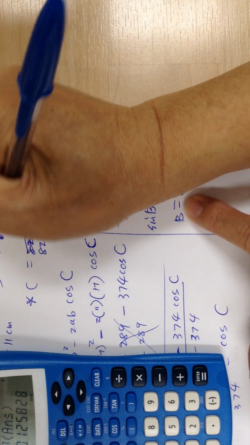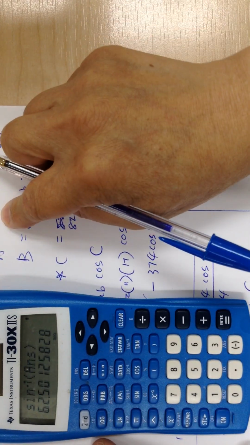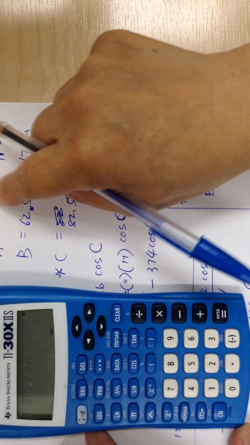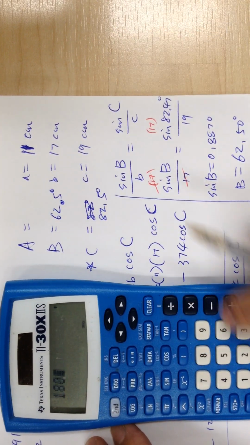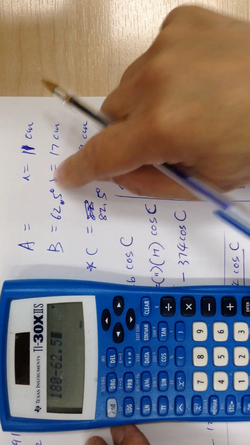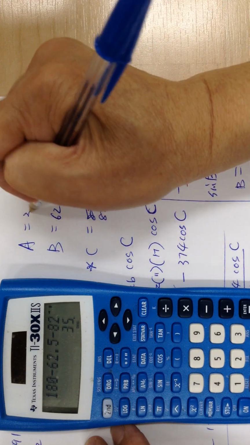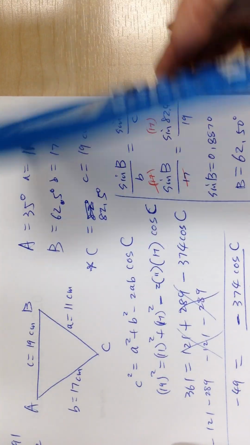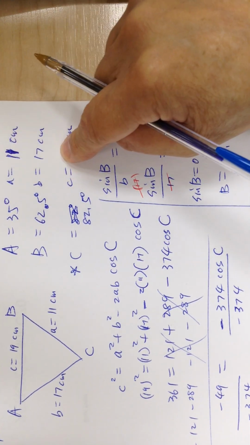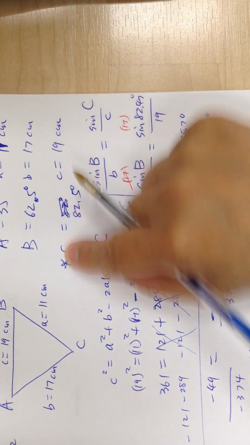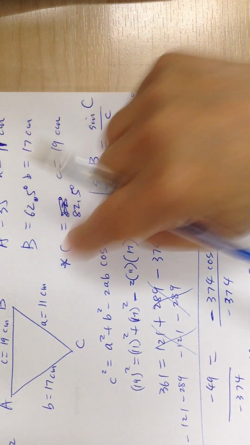62.5 degrees. And now to find angle A, you just remember 3 angles have to add up equal to 180. So 3 angles in a triangle will add up equal to 180. So to find A, you go 180 minus 62.5 minus 82.5 equal, and this would be 35 degrees. So again, that's how you solve that. If you got 3 different letters, use law of cosine. If you have 2 of the same letter, use the law of sine. And that's how you solve the triangle.